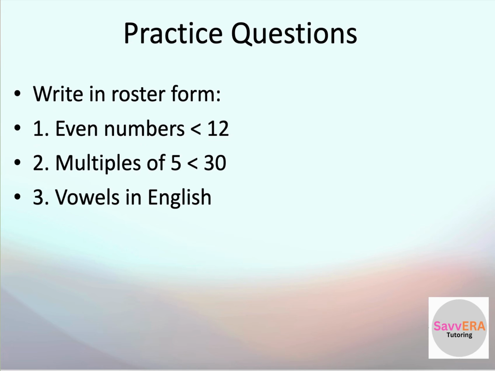Alright, so hopefully you have them all. So even numbers would be 2, 4, 6, 8, 10. And then multiples of 5 would be 5, 10, 15, 20, 25. And vowels in English, A, E, I, O, U.